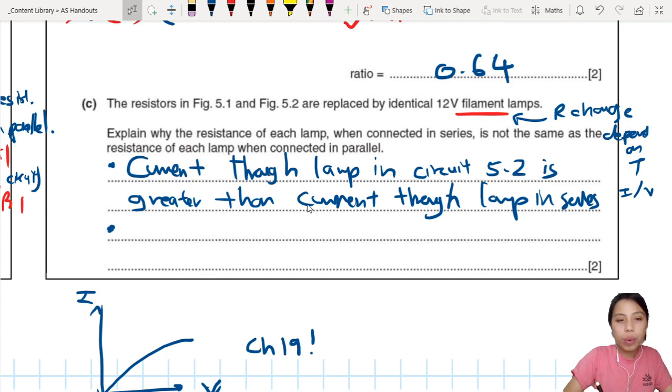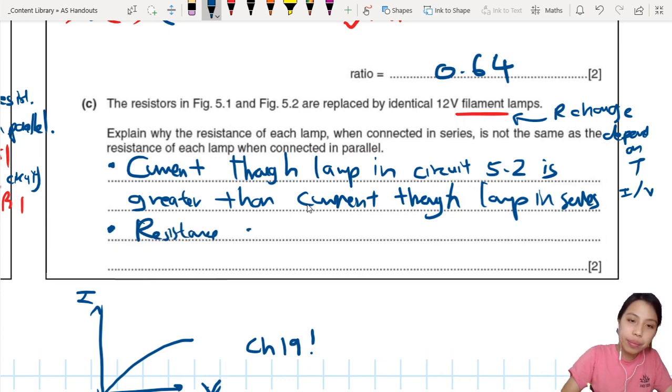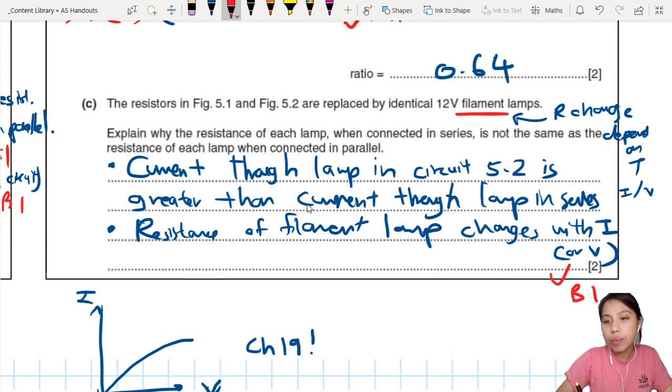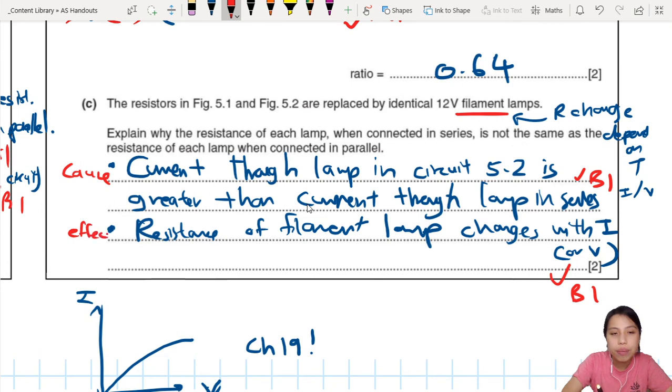Therefore, what is this curve thing? What do you call this thing? So, the resistance of the filament lamp changes following current or V. You can say V also, because I and V both change. So, this one is B1 and B1. B1 here, B1 here. You can either say greater than current or less than lamp in parallel. Up to you. As long as you have the idea which one is greater, which one is less. So this is the cause. This is the effect. Effect, resistance change.